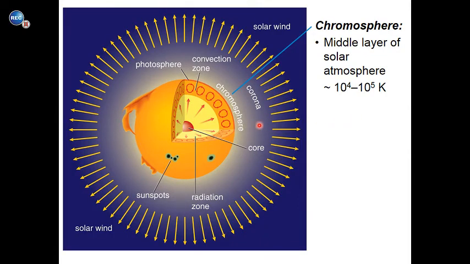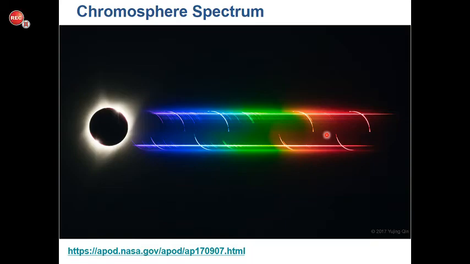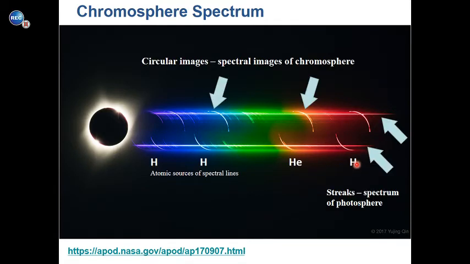So going further in, the chromosphere, that's not what I wanted. The middle layer of the atmosphere, 10 to 100,000 degrees Kelvin. More particles in this layer of the atmosphere. And we can measure it by taking a spectrum, and this is what one of those spectrums might look like visibly. And you can identify the different elements. There's hydrogen and helium lines, and you can see streaks where the photosphere is showing through.